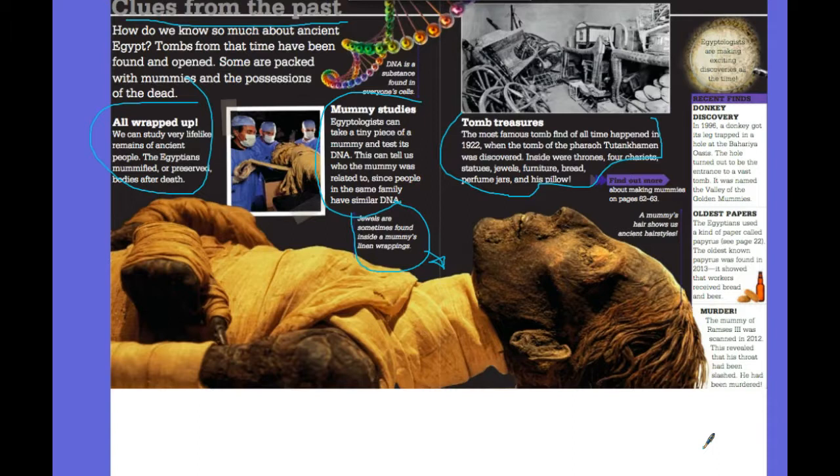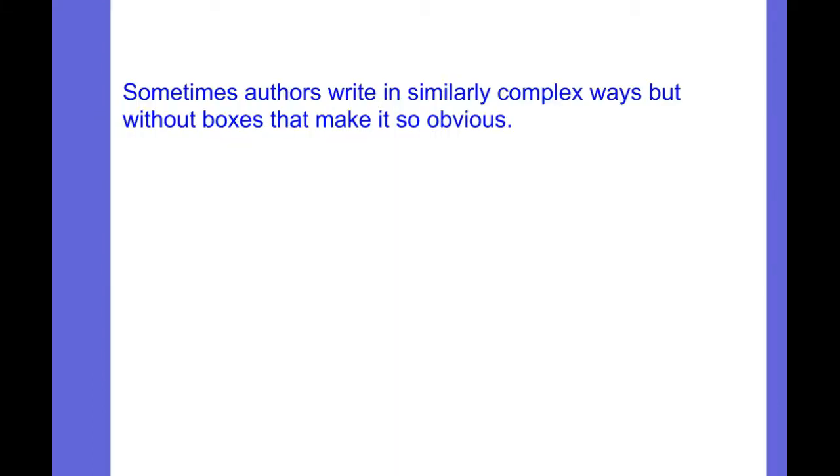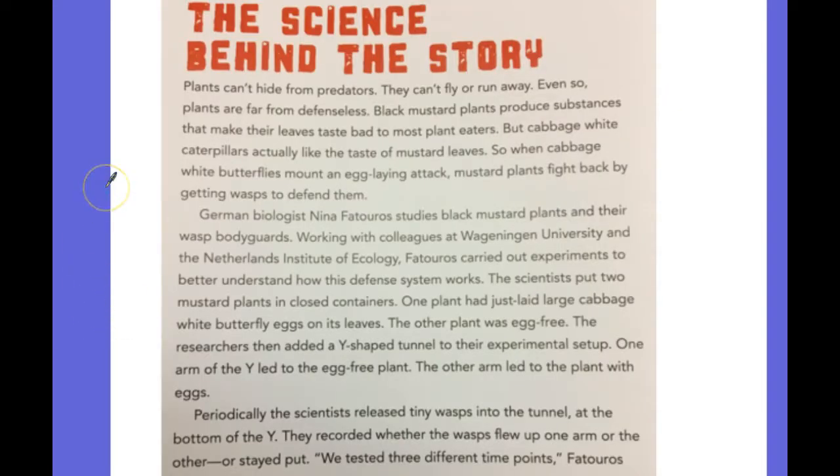So some nonfiction texts look like this. Not all, but some. Okay, so some authors write in complex ways, but they're without the boxes. It makes things less obvious. So here we have a page from When Lunch Fights Back. So this is the science behind the scene.